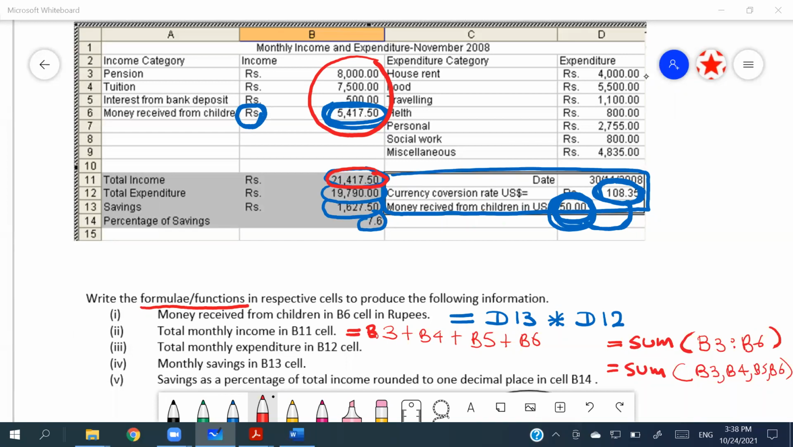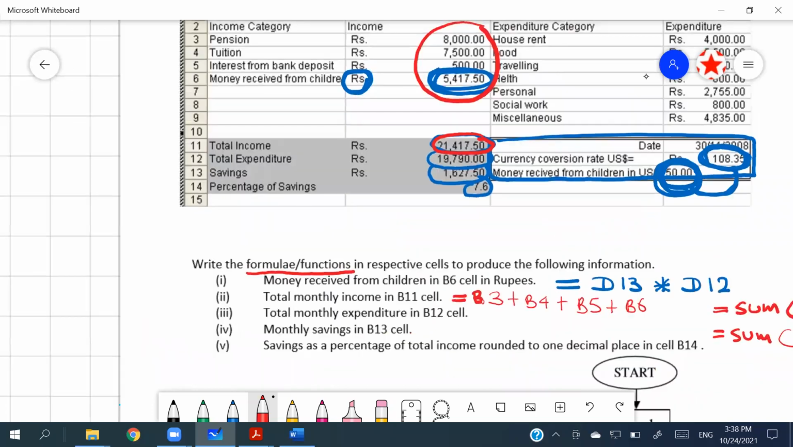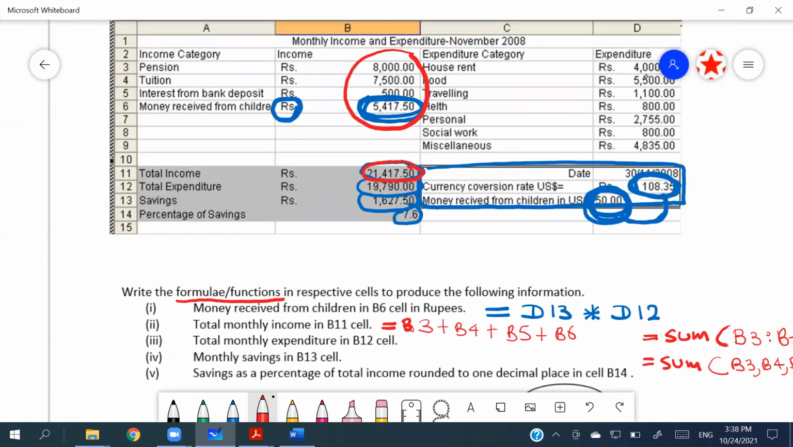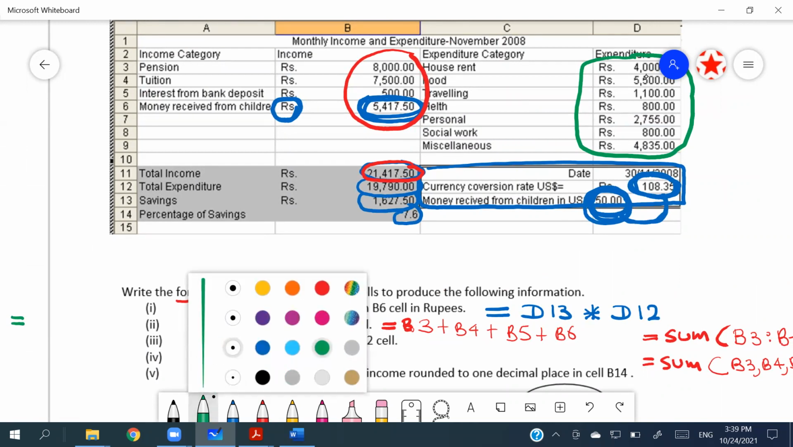Yeah. So then the total monthly expenditure in B12, it is starting again from B3, right? So it goes the same way. So you can write, this should be the criteria that is being considered, right? So the answer is going to be equals, you can go with D3.